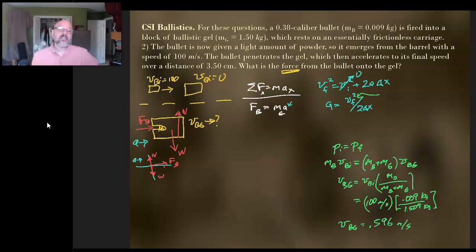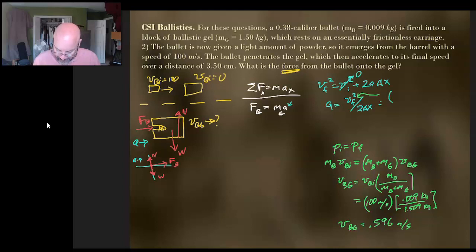Okay, considerably slower than what we had before, but that makes sense, right? Because the bullet was going slower when it began, right? Okay, so that makes sense. And now what we're going to do is take that number and put it up above, so we can figure out the acceleration.